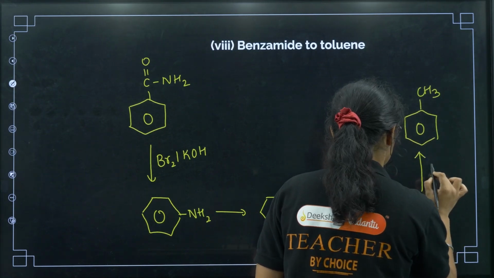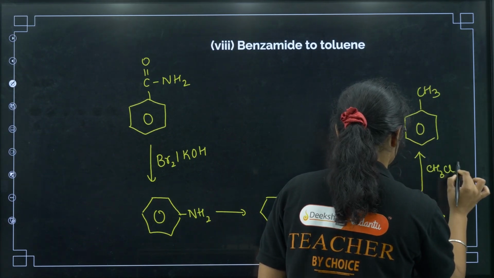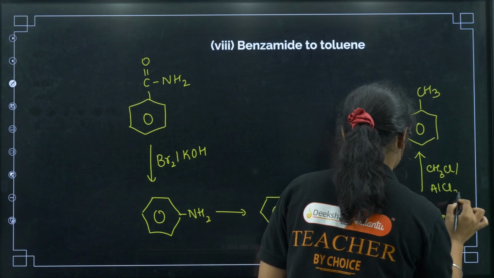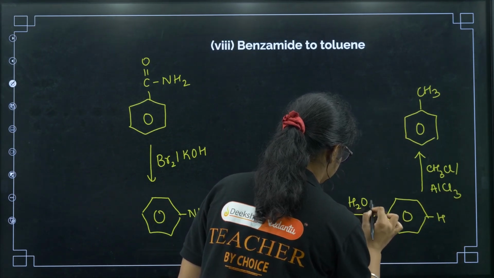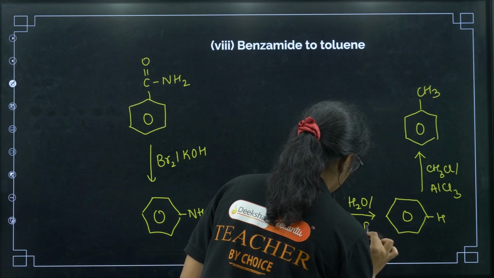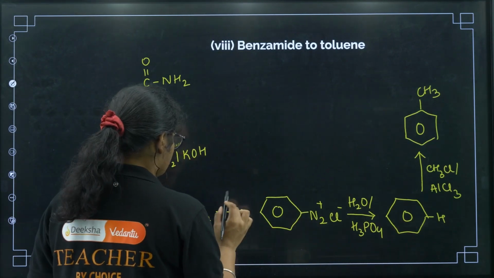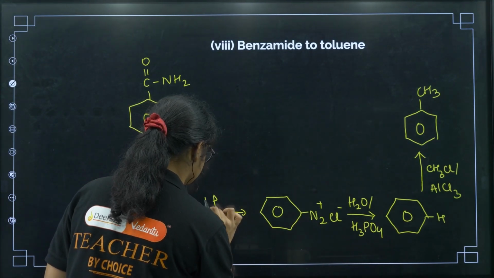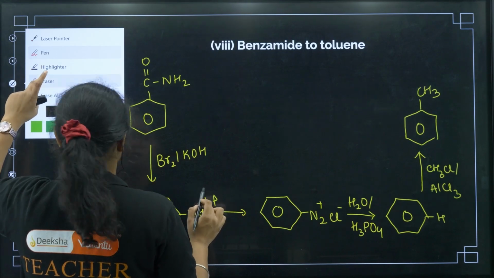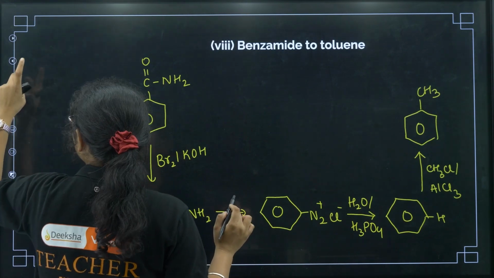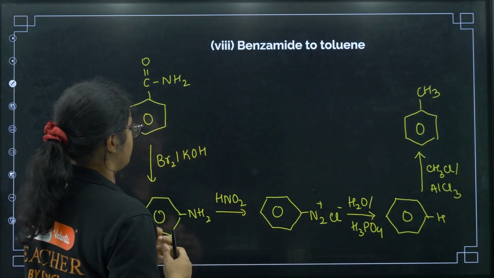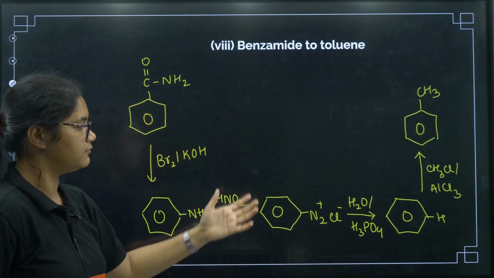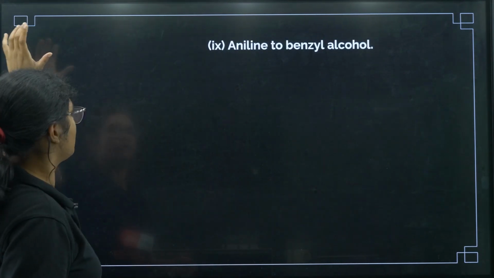Once this is done, convert it using CH3Cl, AlCl3. Here you can use water with H3PO4. I will add H here, and here you can use HNO2. Okay, like this, if you convert, you will directly end with toluene.